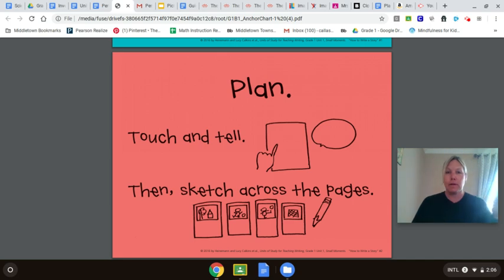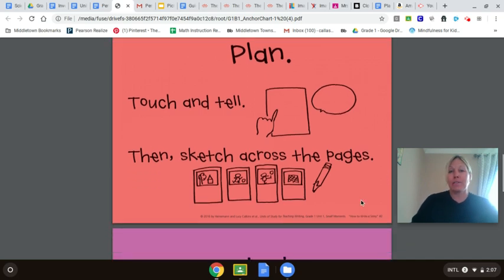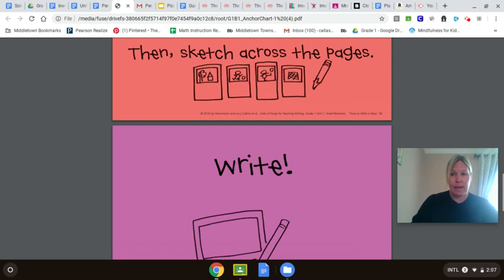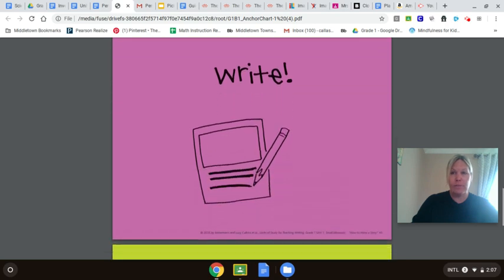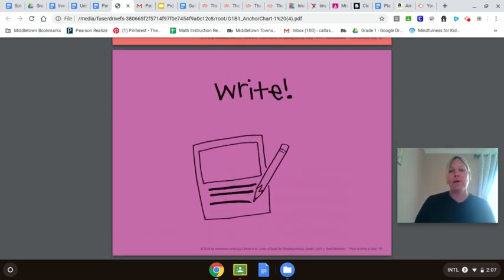We can either touch and tell over fingers what happened in the beginning, the middle, and end. Maybe some of you sketched on paper just to help you remember your story. So whatever worked for you best is what I said you should do. So today we're just going to get started with our writing. This is not anything new to you. You've been doing this in school for months now.